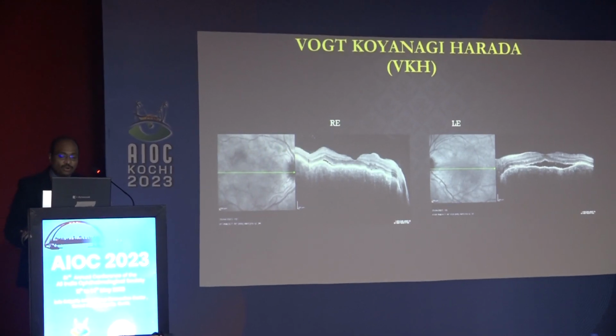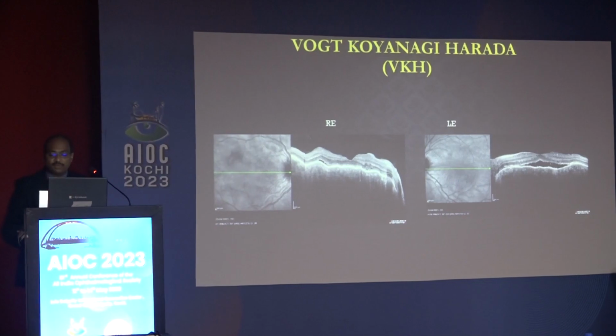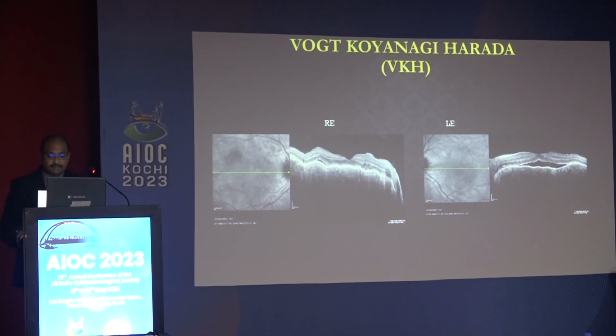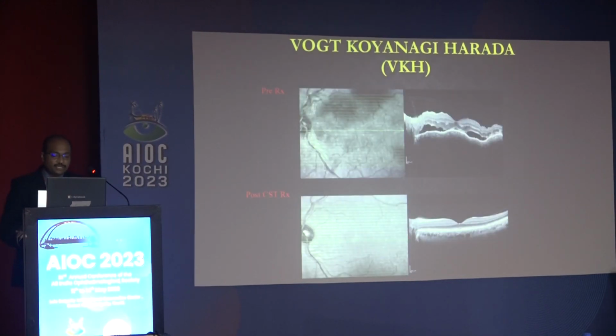So this is important. When you see a corrugated choroid, you know there's something happening from the choroid, and on the other eye you can see subretinal fluid also. And with just steroids, you can see the improvement, the anatomical restoration.